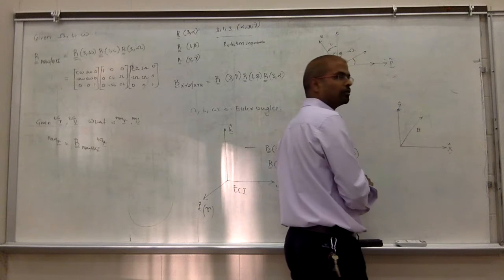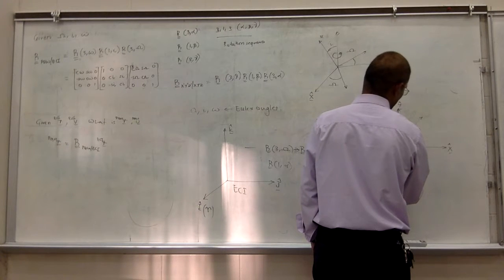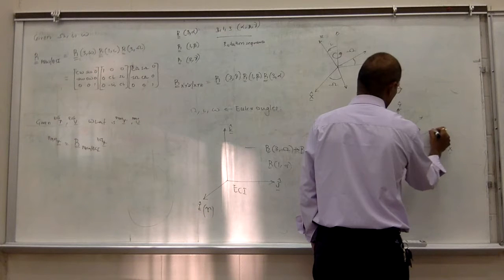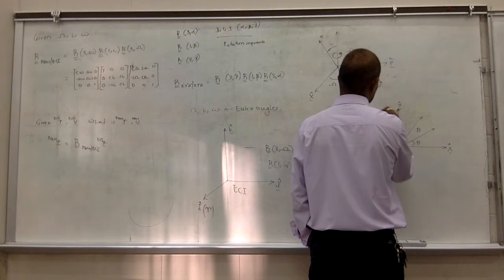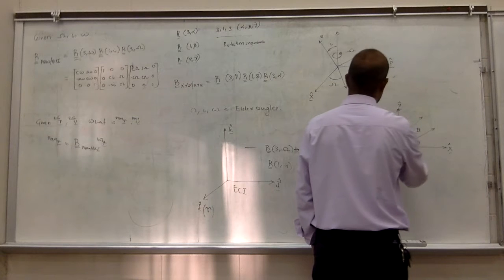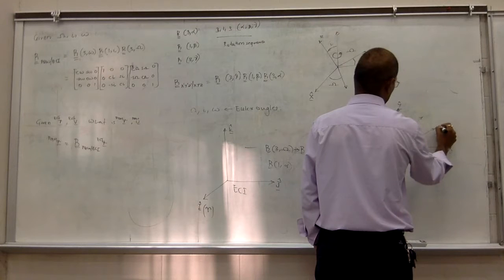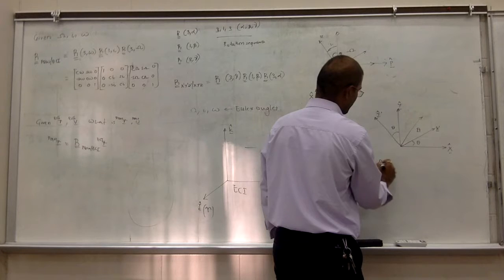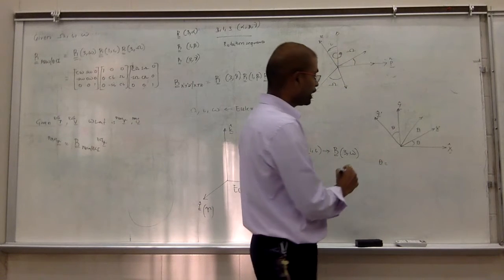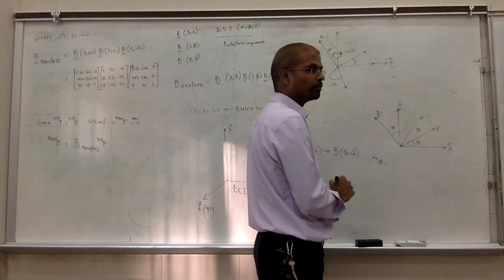vector A, right? And this is your z prime and y prime and x prime. Right? This is also A. A is what? How do you express A in just xy?